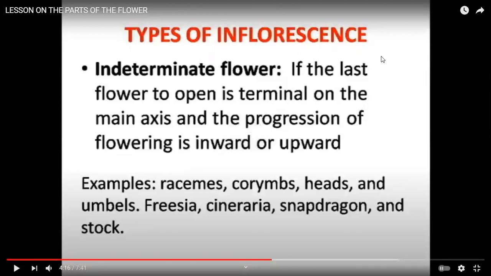Indeterminate flower. The last flower to open is terminal on the main axis, and the progression of flowering is inward or upward. Examples: racemes, corymbs, heads, the umbels, freesia, cineraria, snapdragon, and stock. They are all examples of indeterminate flower.